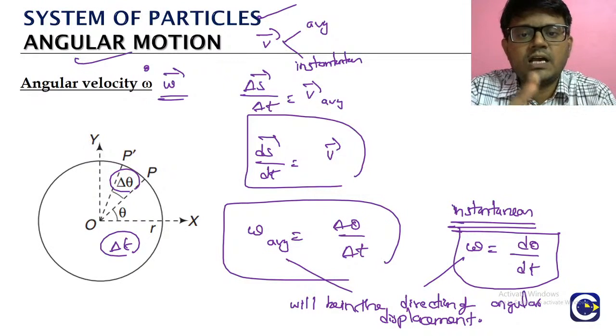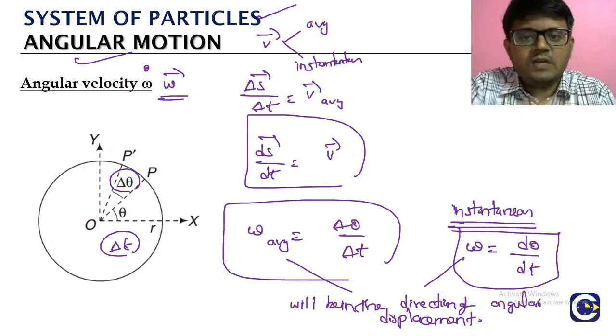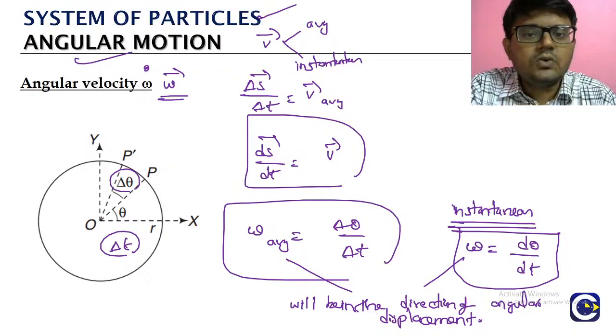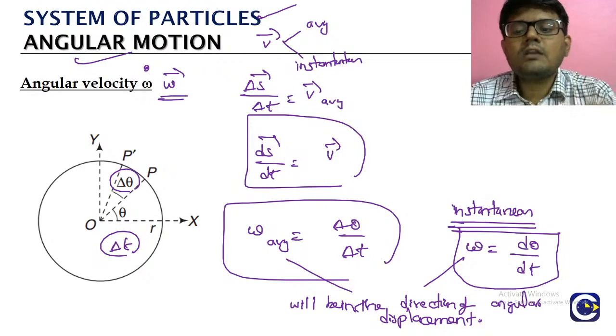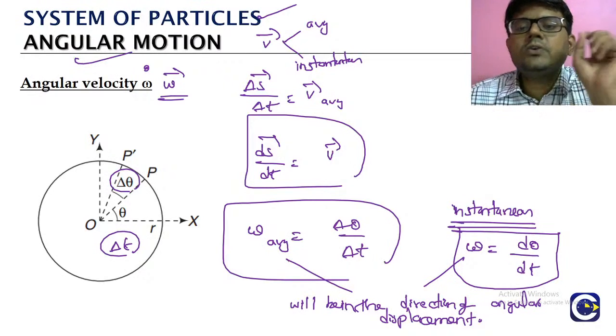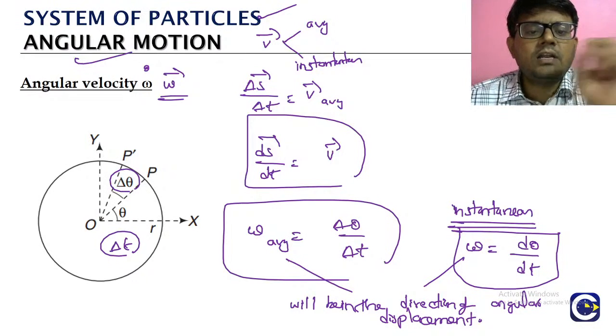The direction of the angular displacement will be what? Perpendicular to the plane of that circular motion. Either it will be coming out or it will be going into the plane of the circular motion, depending upon whether the displacement is clockwise or anti-clockwise. Okay? So what will be the SI unit of the angular velocity?